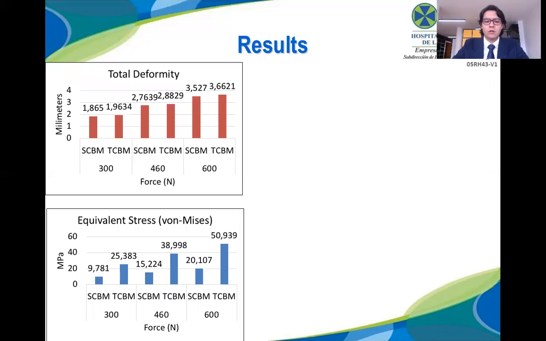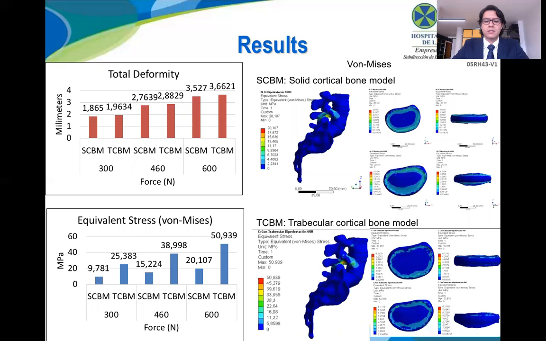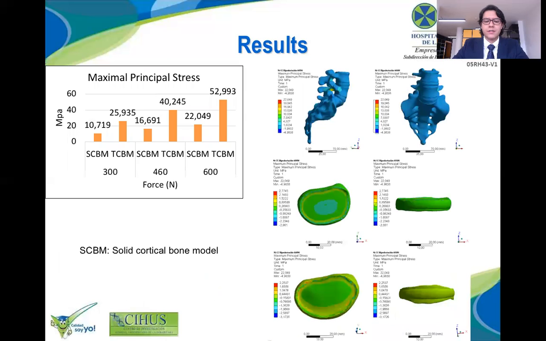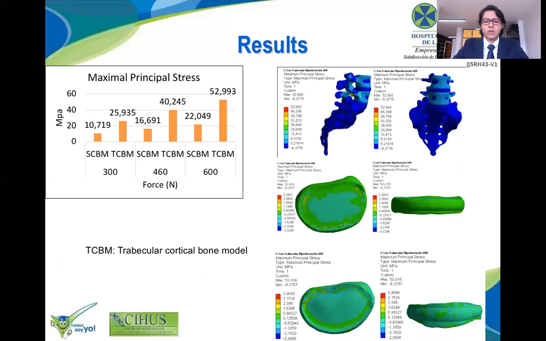On anatomic segmentation of the lumbosacral spine, interestingly, the region of greater equivalent stress was at the pars interarticularis in both models, showing an anatomic vertebral point that concentrates loads during neutral posture. The same phenomenon was found on the intervertebral disc, as it distributes axial loads on the annulus fibrosus, sparing the nucleus pulposus. Maximal principal stress showed the same load concentration on the pars interarticularis and the same distribution on the intervertebral disc, showing greater values on the trabecular to cortical bone model compared to the solid cortical bone model.